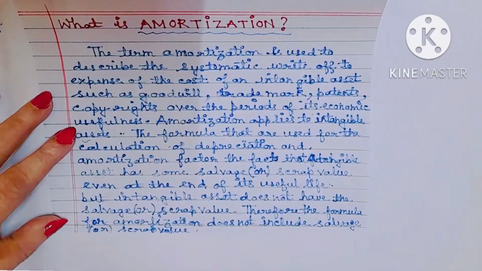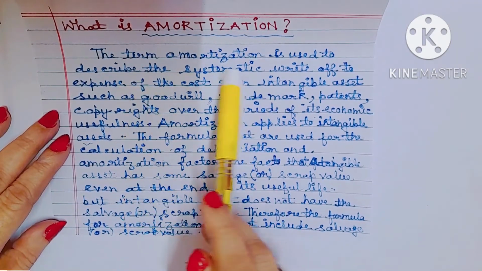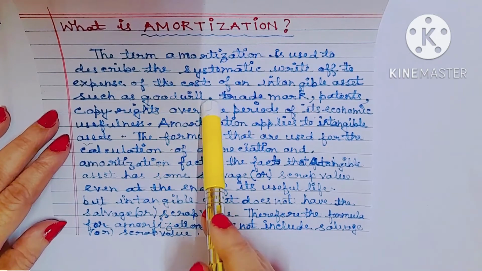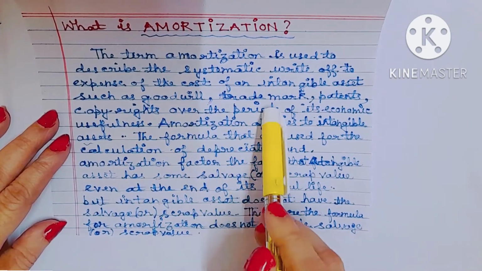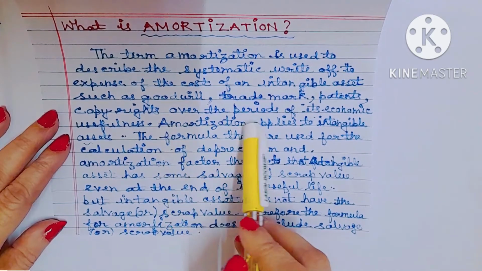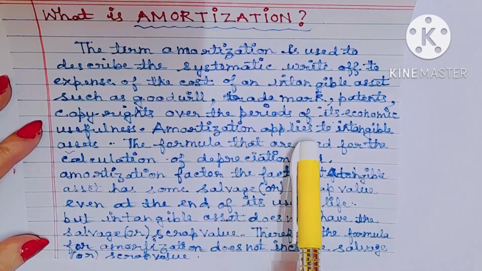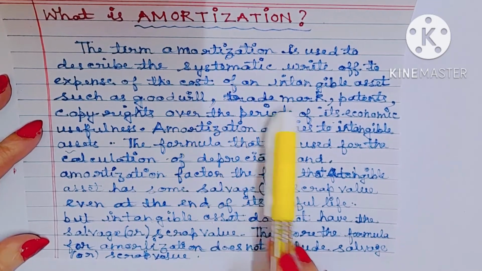Understood? So what is amortization? The term amortization is used to describe the systematic write-off to expense of the cost of an intangible asset such as goodwill, trademark, patents, copyrights over the periods of its economic usefulness. Please remember, amortization applies to intangible assets only, like goodwill, trademark, patents, and copyrights, etc.